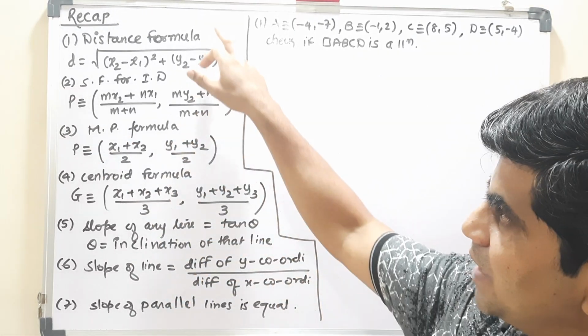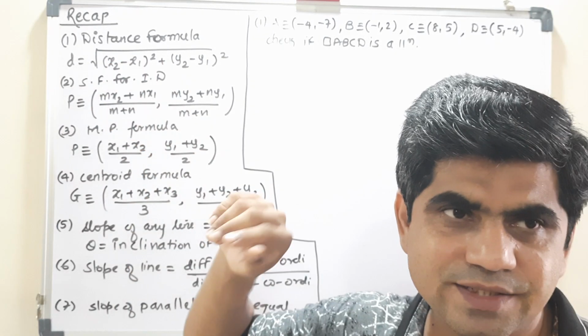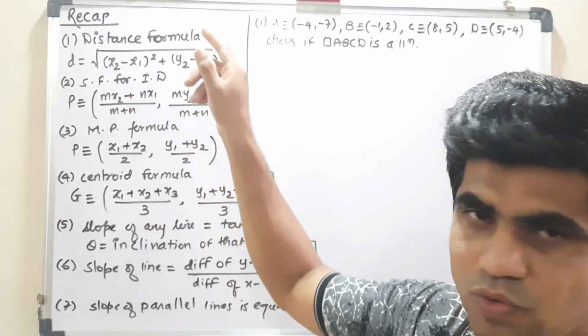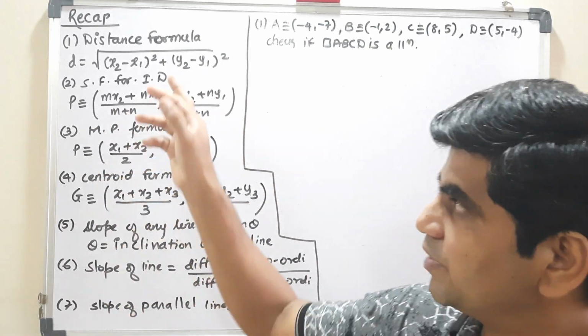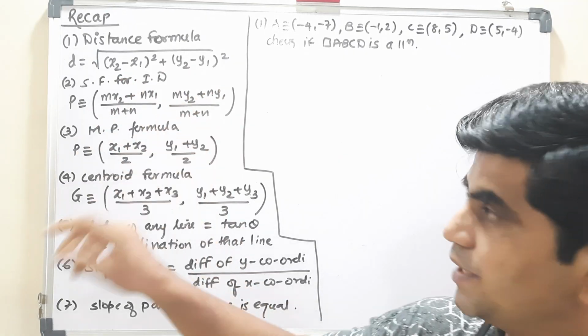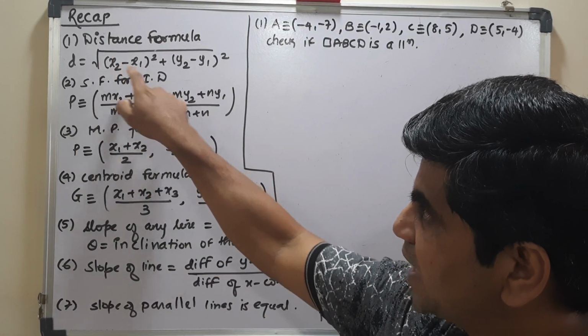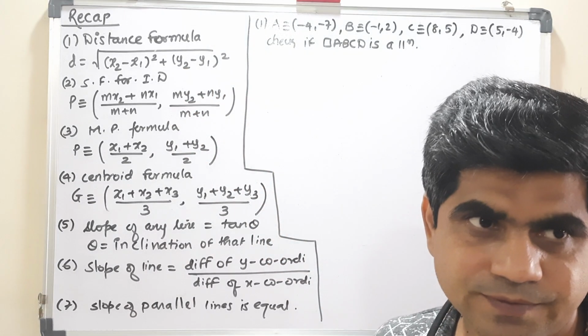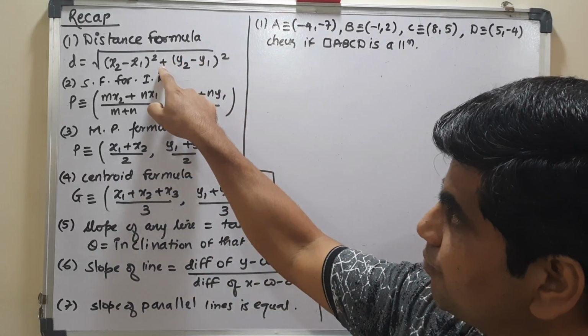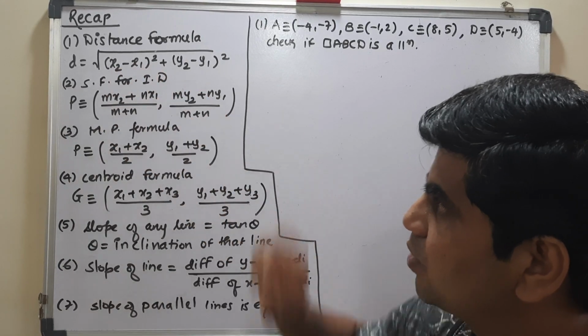First, we had the distance formula, which said the distance is nothing but the square root of the sum of squares of the difference of x coordinates and the difference of y coordinates.